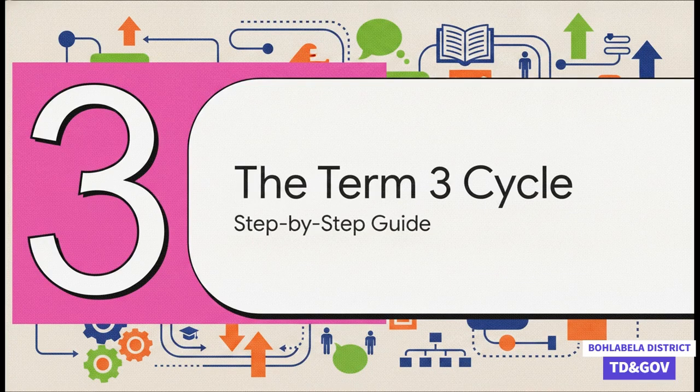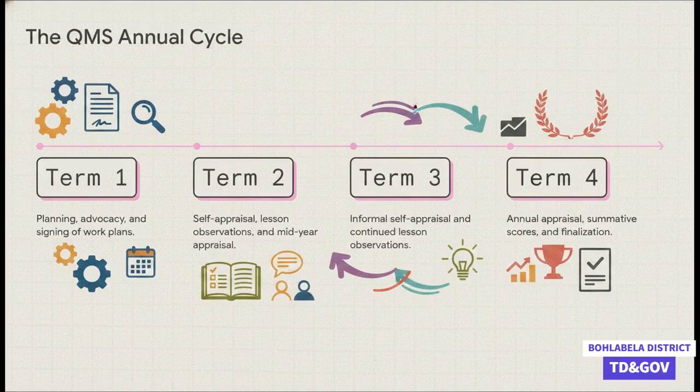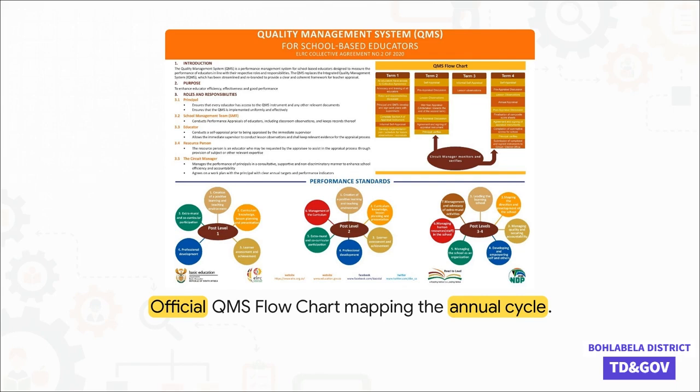Section 3, the Term 3 cycle, your step-by-step guide. Term 3 is absolutely not an isolated event. It is the critical bridge connecting your mid-year review to your final annual summative appraisal in Term 4. Think about that mid-year review you had in Term 2. Maybe you got some feedback on improving learner engagement. Term 3 is your exact window to take that feedback, apply it in your classroom, and actively prove your professional growth before that final evaluation hits. This entire timeline is completely validated by the official requirements of the Education Labor Relations Council, the ELRC.